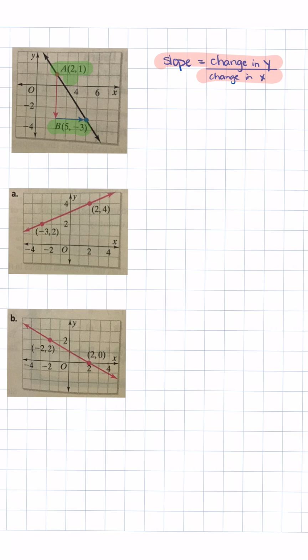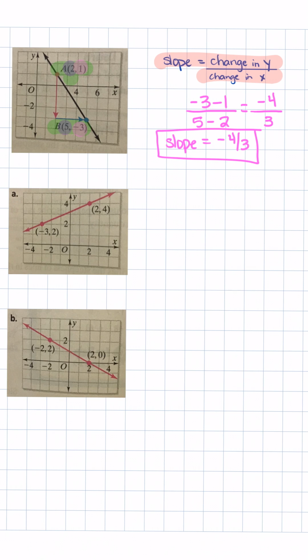So, this is x, this is y. And we want the change in y on top. So we're going to go negative 3 minus 1 over 5 minus 2. And so negative 3 minus 1 equals negative 4 over 5 minus 2, which is 3. So therefore the slope equals negative 4 over 3.